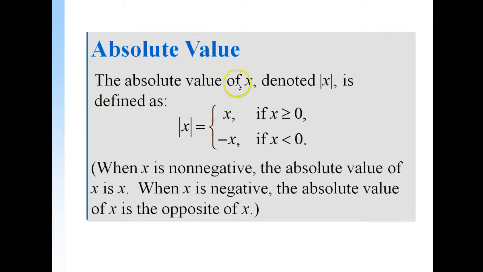So, the absolute value of x, denoted by this symbol, is defined as follows: whether x is positive or negative, it comes out of the absolute value sign as a positive value. So when x is non-negative, the absolute value of x is x. When x is negative, the absolute value is the opposite of whatever negative value is there, which makes it positive.